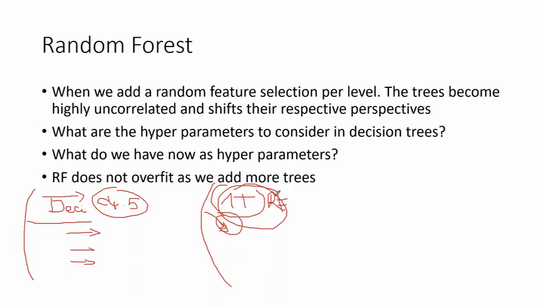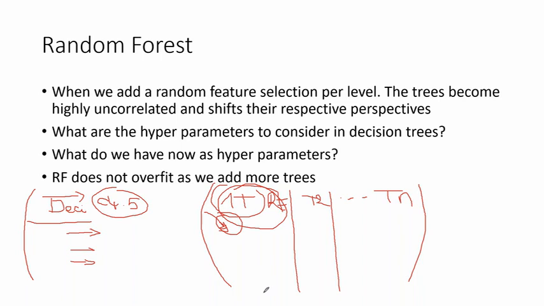But they are all different. Tree 1, tree 2, tree 3, tree N, these trees are all different from each one of them. Yes or no? Okay. Why are they different? Tell me, why are they different? Because we use a random selection. Yeah. First, we have random data sets, and the random feature selection. Exactly. We have two differences.